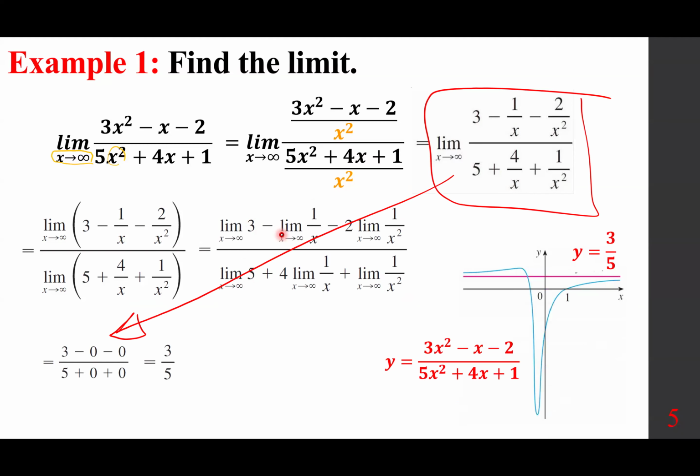So if we look at the graph of the function, y equals (3x squared minus x minus 2) over (5x squared plus 4x plus 1), here's the function. y equals 3 over 5 is the equation of a horizontal asymptote as x approaches infinity. What about here? The limit of f of x as x approaches negative infinity is also 3 over 5. First of all, the methodology is the same as this one. You divide by x squared if x approaches negative infinity. Secondly, it crosses the horizontal asymptote and runs along that as it approaches negative infinity.